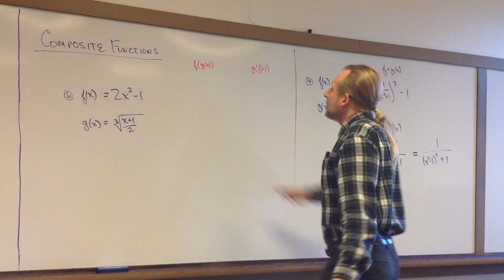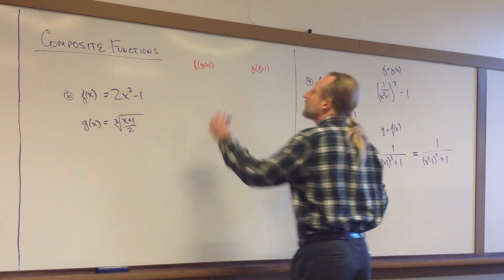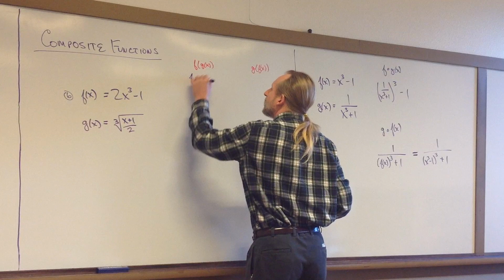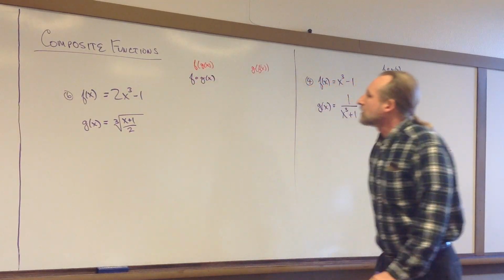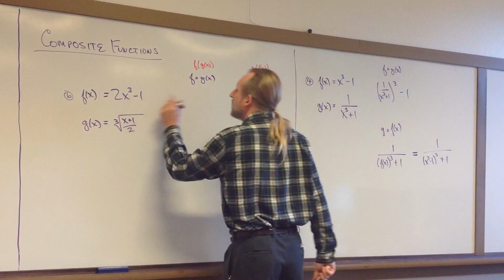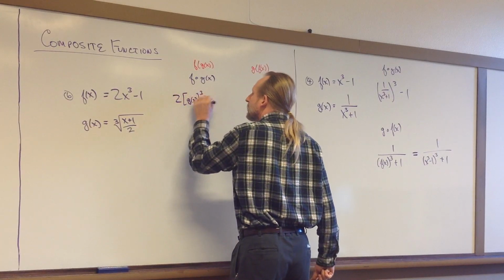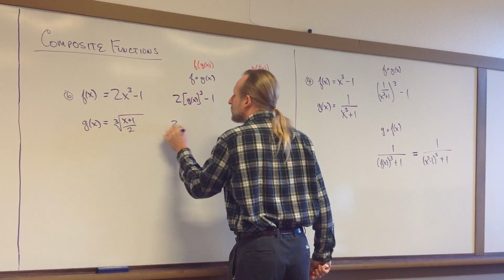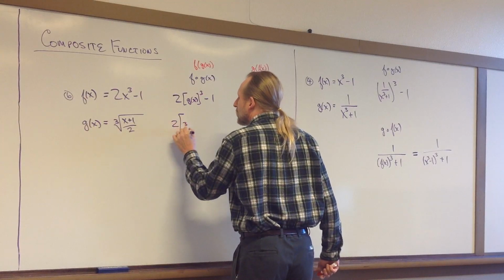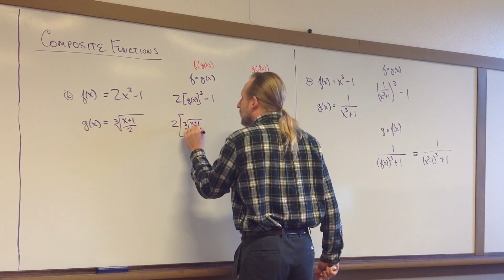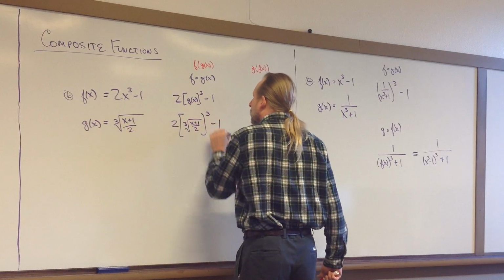So, f on g. Oh, I erased the other notation, I'll go ahead and put that back up. f on g of x. So we take the g and we plug it in here. 2 times g of x to the third minus 1. So that's 2 times the cube root of x plus 1 over 2, to the third power, minus 1.